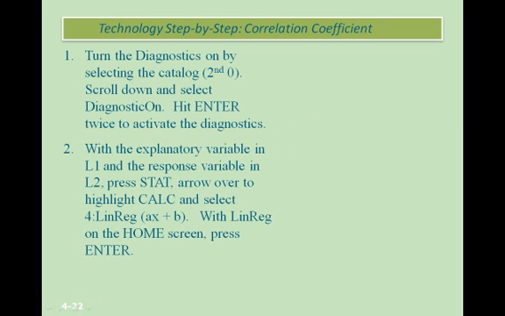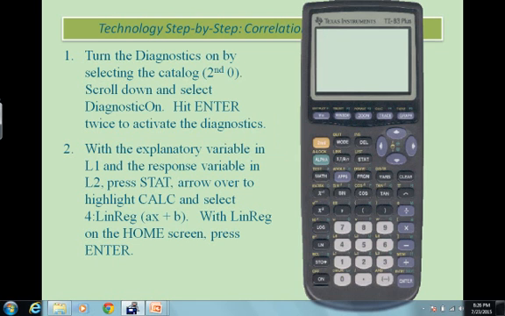Let's look at doing this on our TI-83 calculator with a shorter method. The first step is to turn the diagnostics on. We want to select the catalog by hitting the second button and 0. This takes us into the catalog. We can either arrow down till we find DiagnosticOn, or hit the X to the -1 key, which will take us to the D's, and arrow down to DiagnosticOn. Once there, we hit Enter, and hit Enter again till it says Done.